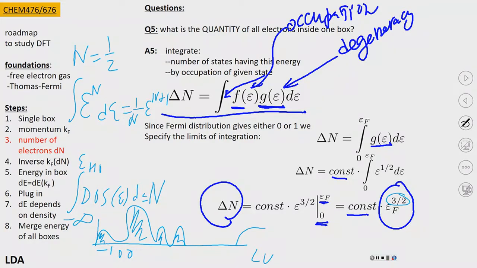So you got the number of electrons in the box as a function of Fermi energy: Fermi energy to the 3/2. The total energy is Fermi energy to the 5/2. The number of electrons is Fermi energy to the 3/2. We are going to make a lot of benefit of it.